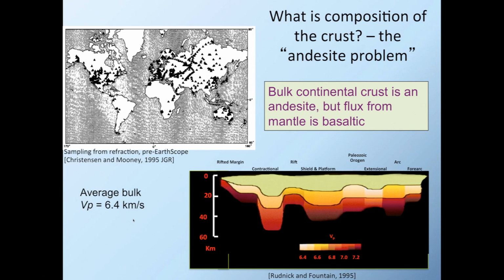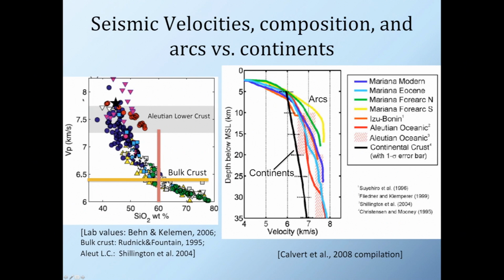So something is happening between the time that stuff comes out of the mantle and the time that it sits to rest in the continent that is essentially increasing the silica content, changing its composition. And you can see hints of that here. This is a compilation of various laboratory measurements of silica content versus VP. Bulk crust looks something like this, 60 weight%, velocity 7.4.